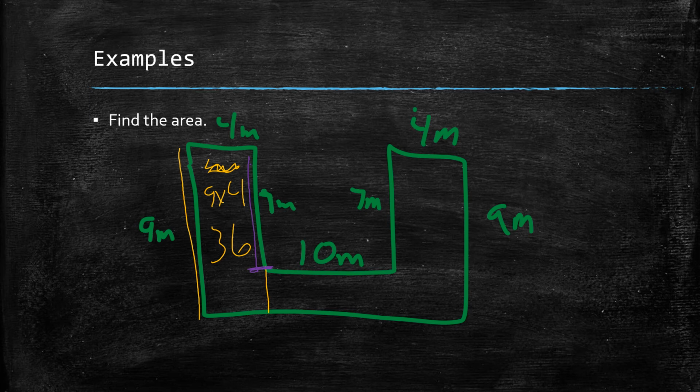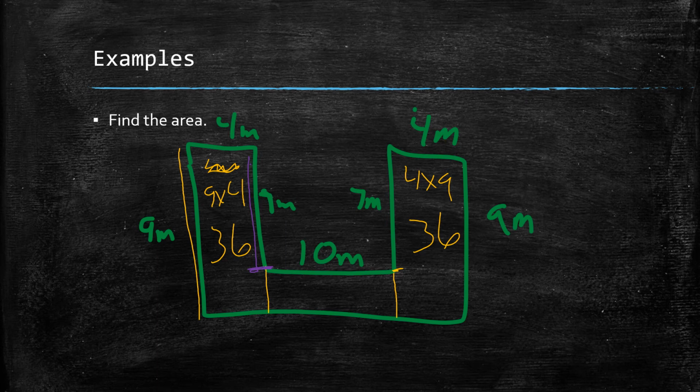And if I was to look at the other side, these measurement numbers are going to be the same. If you see the 7, it ends right here. So you don't want to use that. So you got your 4 times 9 again. So this side equals 36.